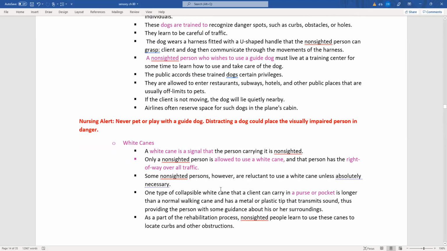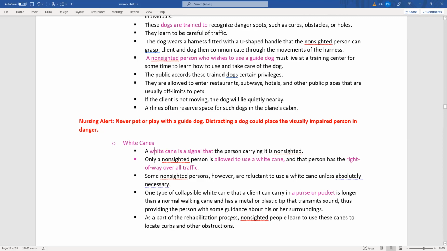One type of collapsible white cane that a client can carry in a purse or pocket is longer than a normal walking cane and has a metal or plastic tip that transmits sound. Okay, thus providing the person with some guidance about his or her surroundings. So y'all know when they take that cane out and it just unfolds or whatever, and then they get to patting it on the ground trying to see where the hell it goes.